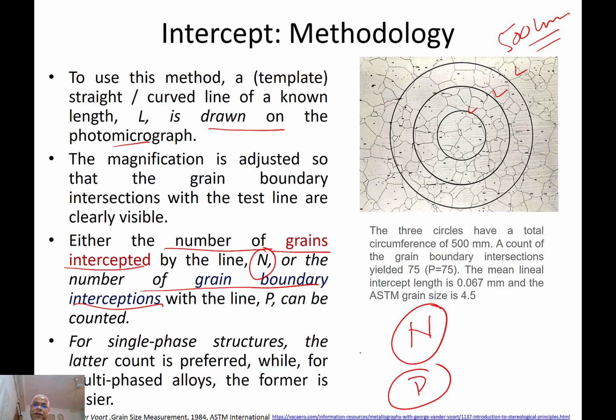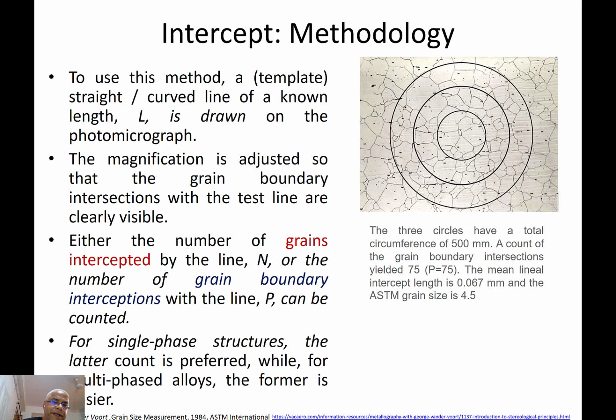Both can be used. In the case of single phase structures, the grain boundary interception is the preferred method, while in the case of multi-phase alloys, the grain interception, that's the N counting, helps in a better way to get the average grain size using this method.